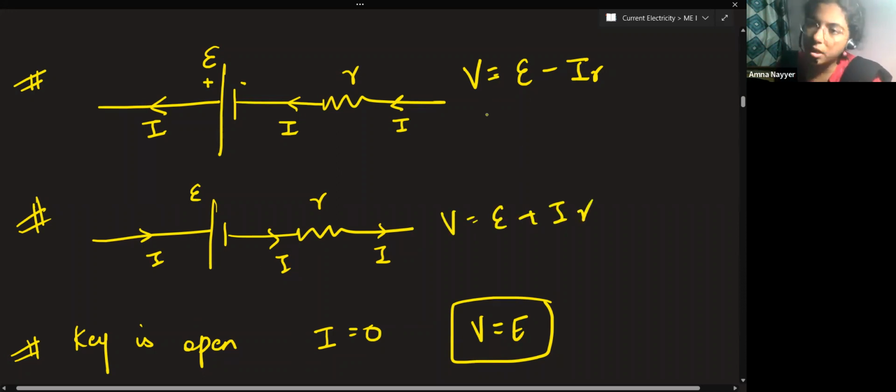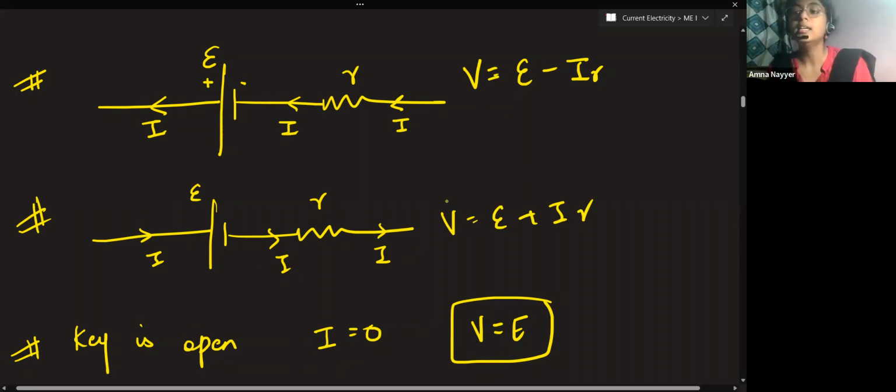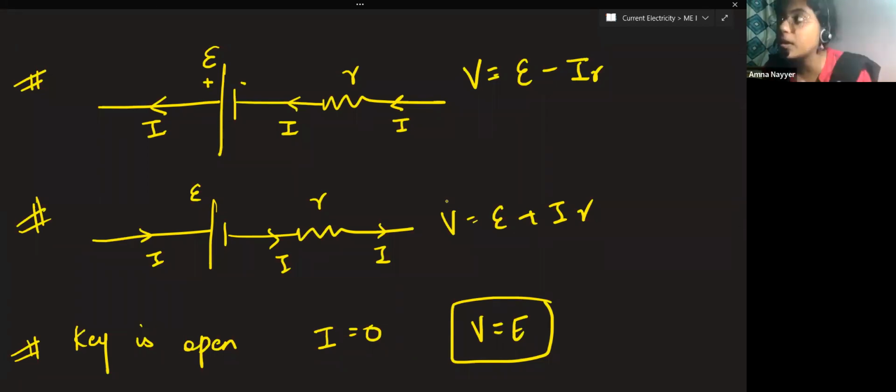This is known as discharging of cell, and this is known as charging of cell. The discharge term you have already used. In the charging case, we use V is equal to E plus IR. So be careful when you are dealing with both the formulas. Just in case the current's flow has been reversed, then do not consider V is equal to E minus IR's formula. Do keep it in mind that you have to add it.